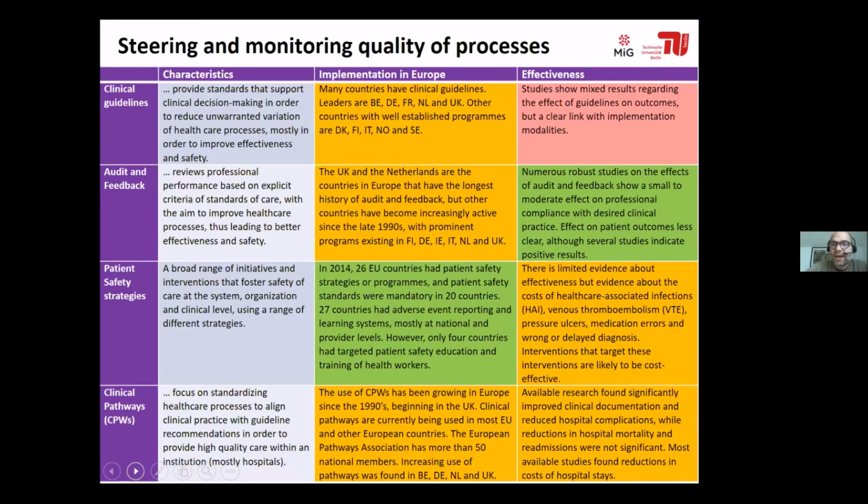Audit and feedback has very good studies showing a good effect, while for patient safety strategies and clinical pathways, yes, there is evidence on their effectiveness, but it's really limited and only available in niches. So actually one would need better studies. I come back to that in a second.